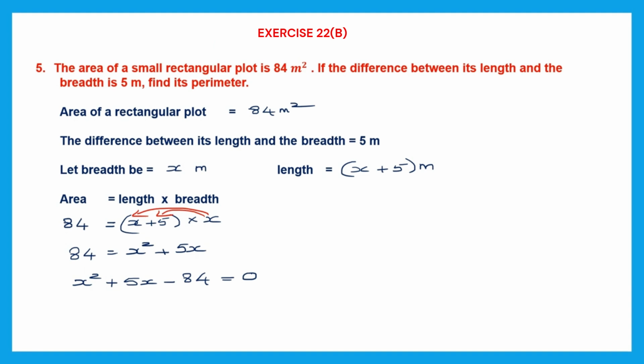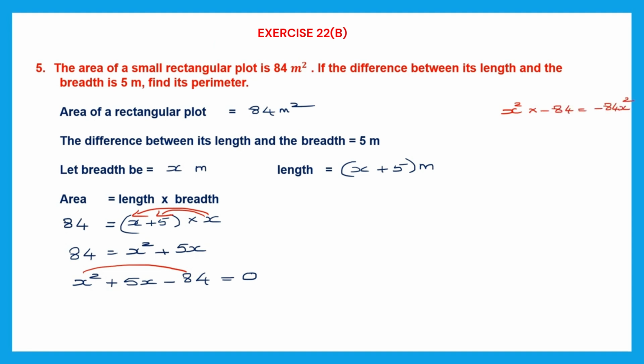Now factorization we have learnt, so I hope all of you will be able to understand this. When we factorize, the first thing we do is we multiply the first term and the last term. So x square into minus 84. Let me write it here. X square into minus 84 will give us minus 84x square.